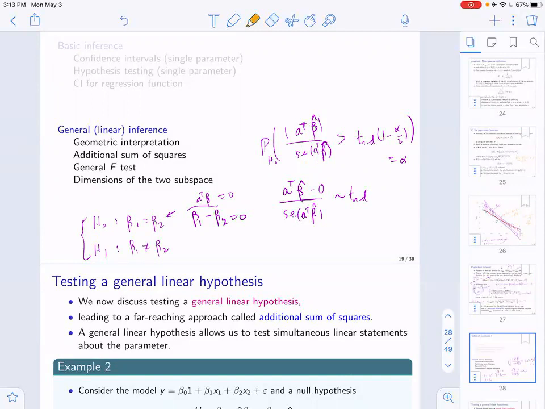Okay, so we can do these tests, but how about if I want to test, for example, that beta 1 is equal to beta 2 and beta 3 is equal to beta 4, with H1 being otherwise? How do we do a test like this? Assuming that we can, if my hypothesis contains two of these statements, how would I do it?